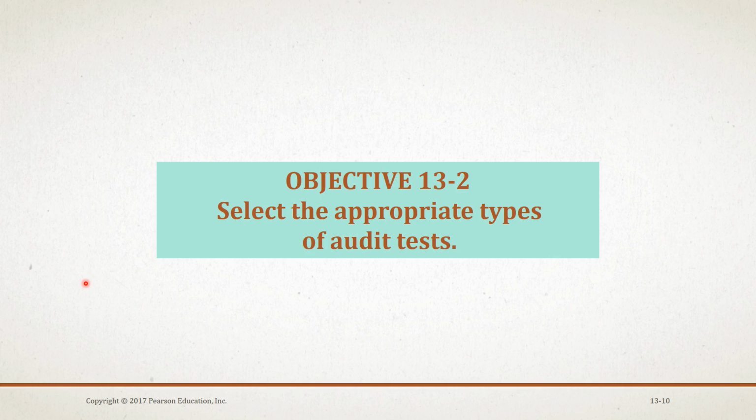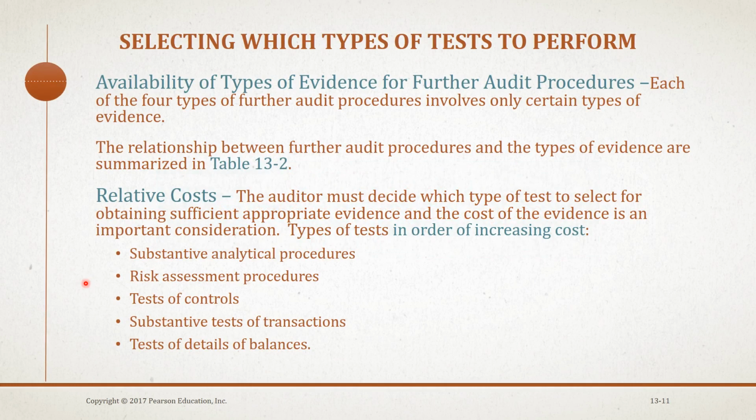The second objective. Select the appropriate types of audit tests. So how do we decide what type of test to use? Well, the answer, I hate to tell you, is it depends. First of all, we want to look at availability of the types of evidence for further audit procedures. Even though we may want to do a certain test, it doesn't mean that your client may be able to do that particular test. The relationship between further audit procedures and the types of evidence, again, we do summarize them in the next table.